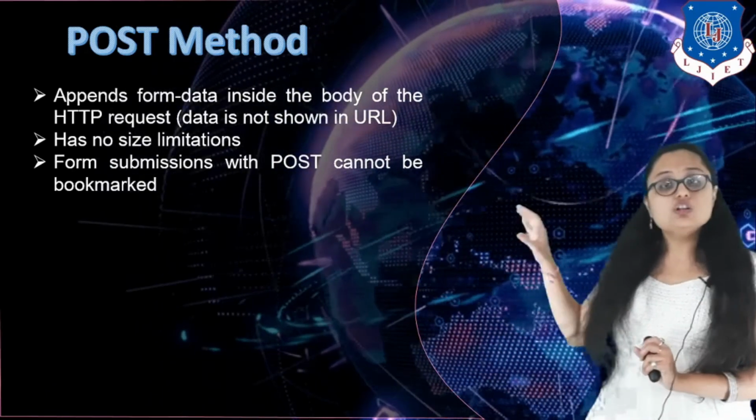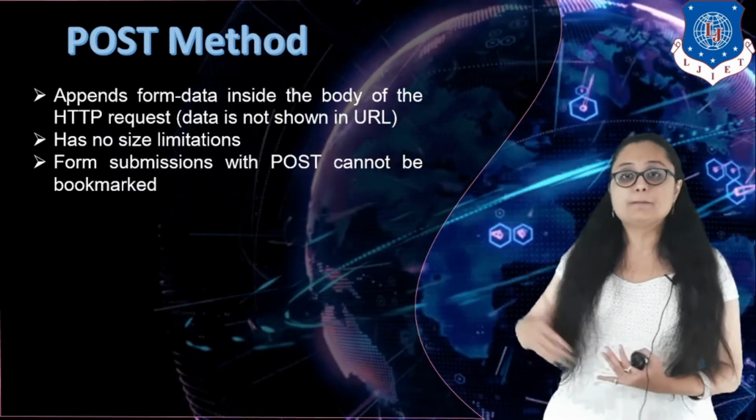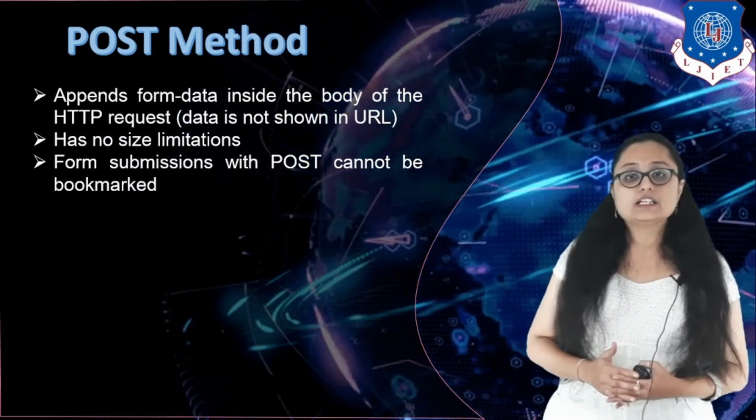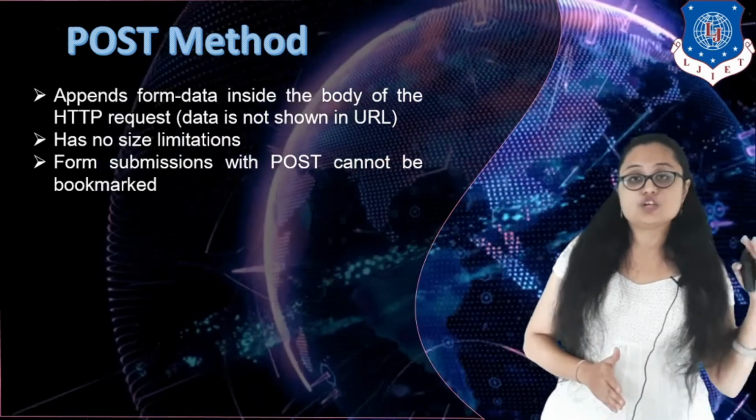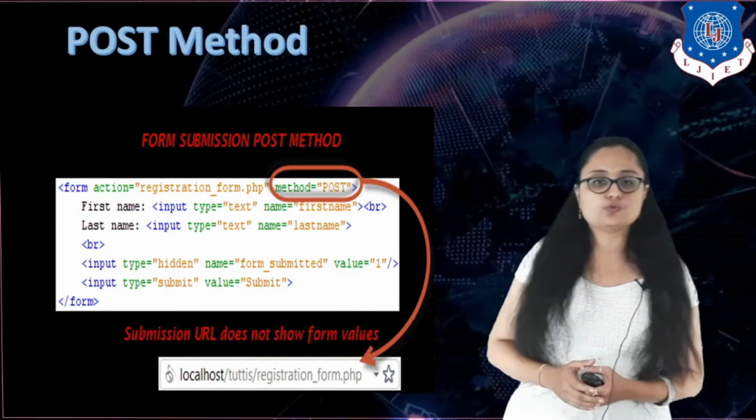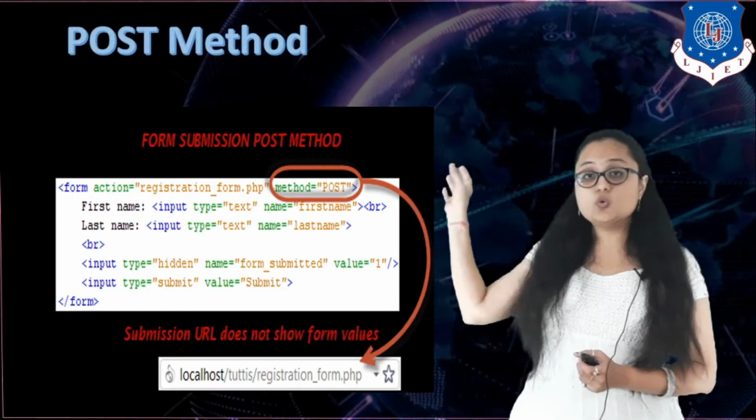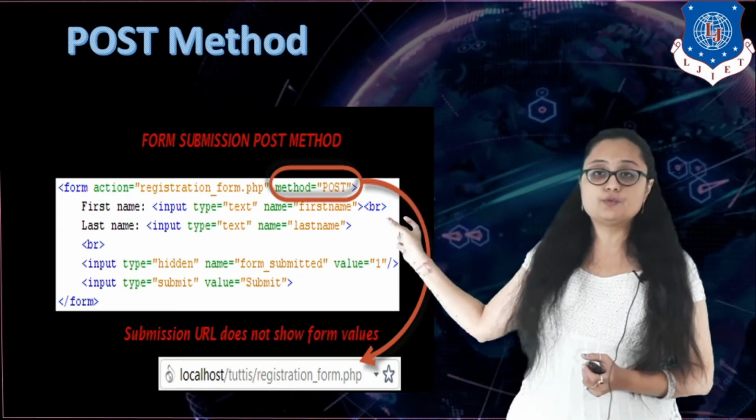Also, form submission with the post method cannot be bookmarked, whereas if you are using the get method, it can be bookmarked. Now here is an example of the post method. The syntax is similar, but only the value of the method attribute differs, right?